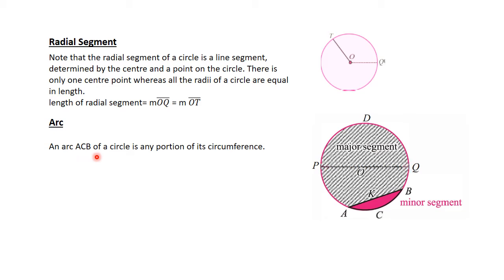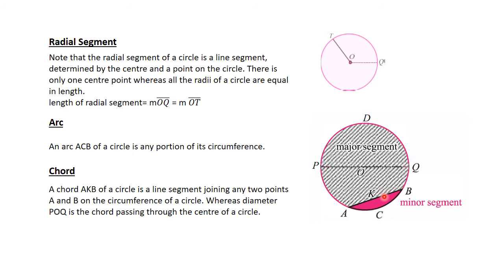An arc ABC of a circle is any portion of its circumference. Like here is ABC, it is the portion of the circumference of the circle. So ACB is the arc of the circle.